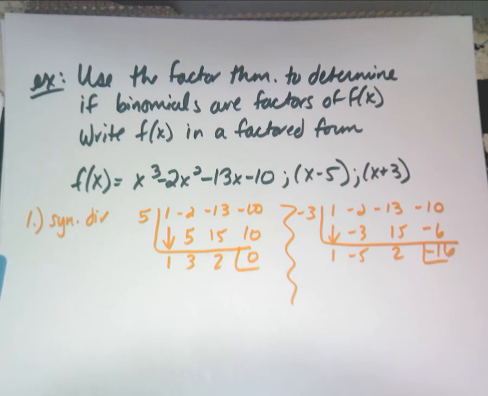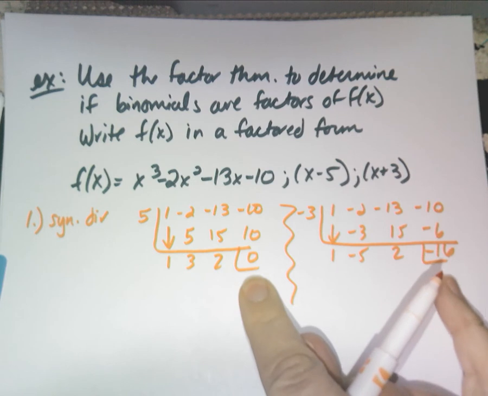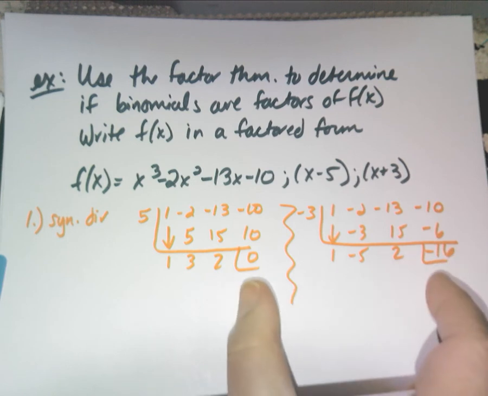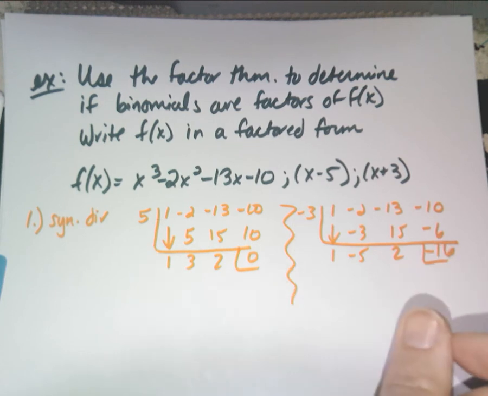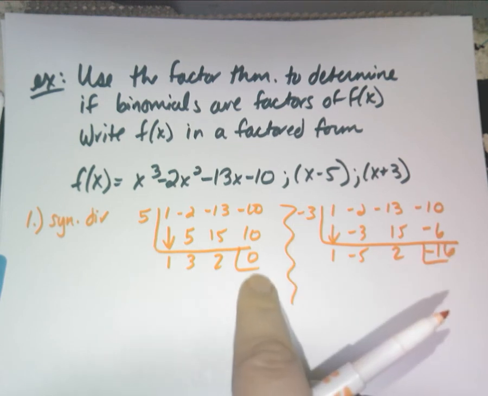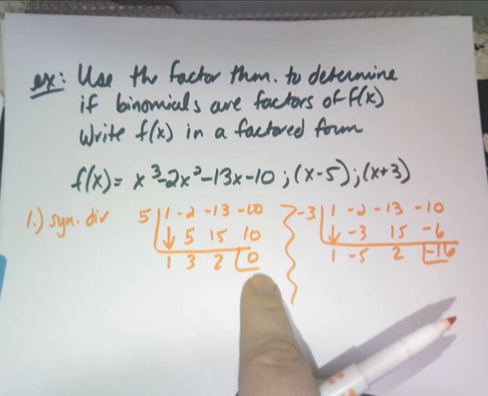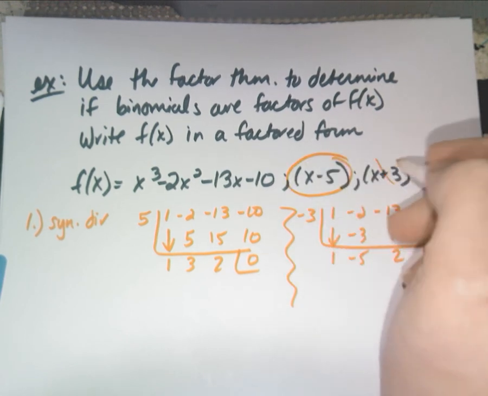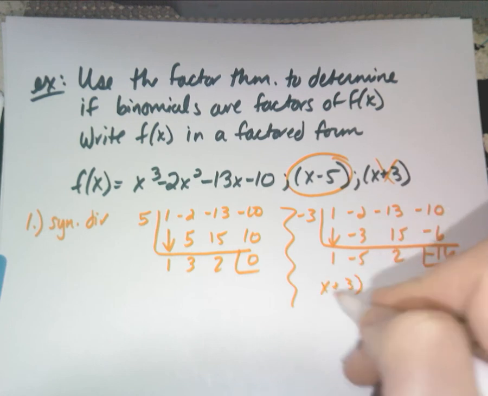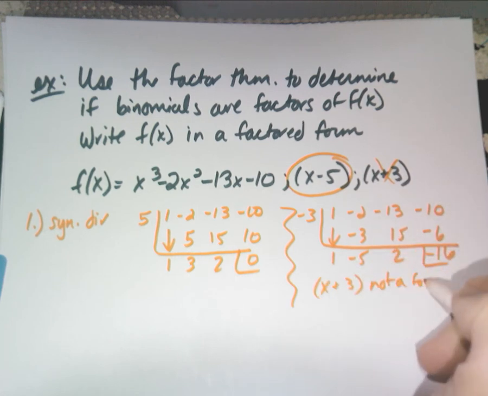Question. You should right now be able to look at these two and, using the factor theorem, say which one works. Which one is an actual factor? The 5 or the -3? Do you all agree? Why? What gives it away? It had a 0. So that means this one works, this one does not work. So you would say x plus 3 is not a factor, but x minus 5 is a factor. Okay, so what does that mean?